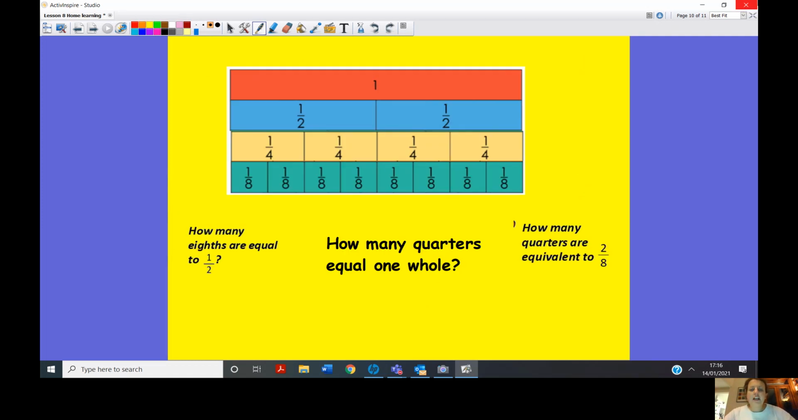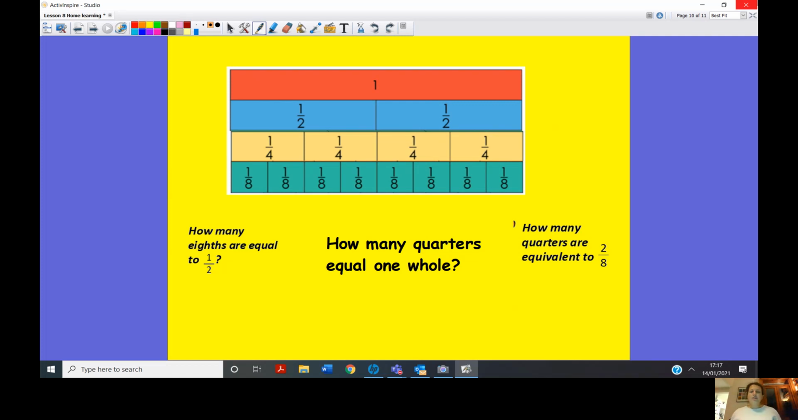Questions here for you just to have a think about. Maybe press pause once we've read them, because they're going to help you with the kind of work you're going to be doing for your independent task. How many eighths are equal to 1/2? How many quarters equal 1/2? How many quarters are equivalent to 2/8? Apologies, how many quarters are equivalent to 2/8? So press pause and have a think about those questions.